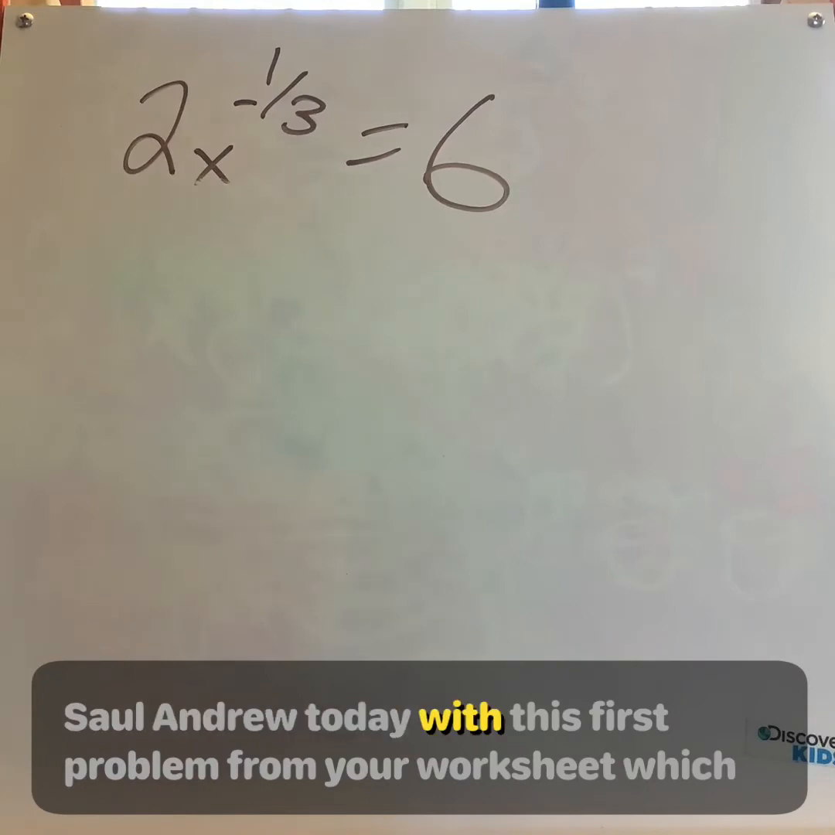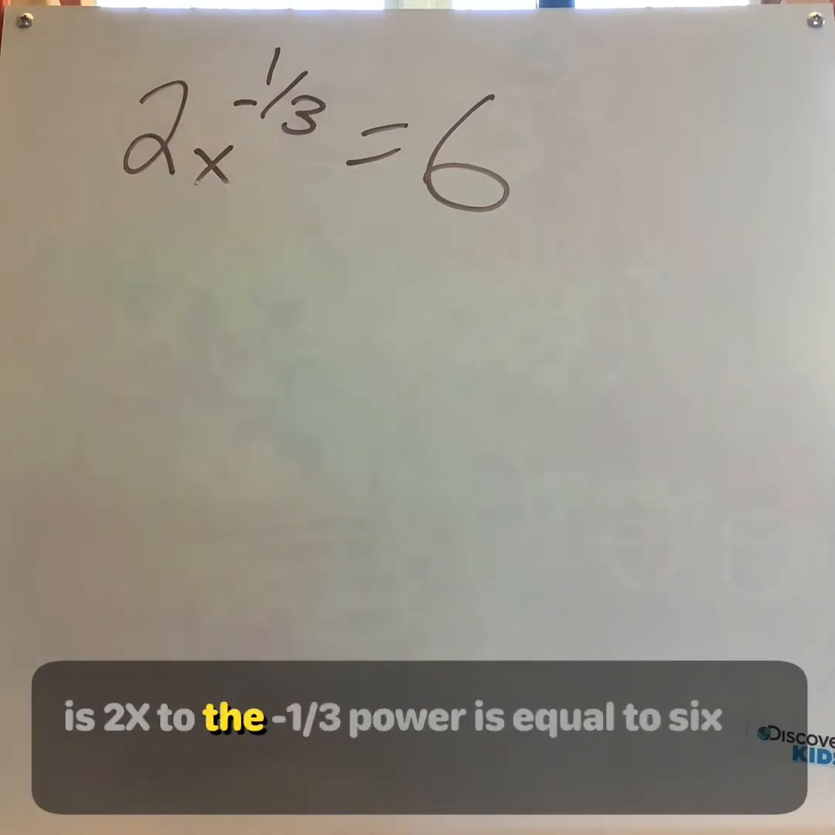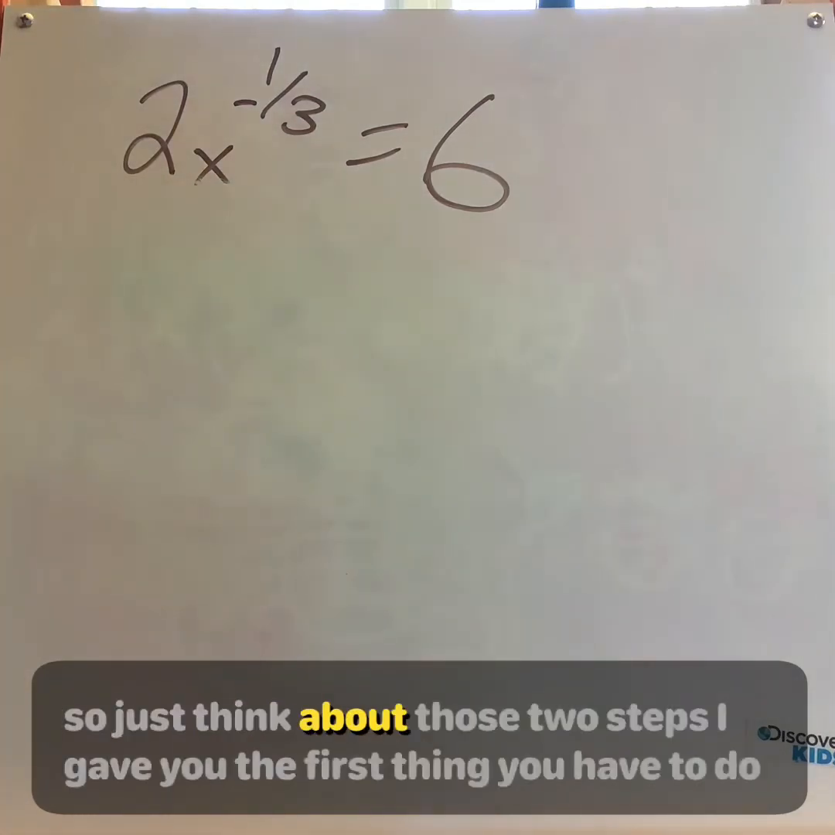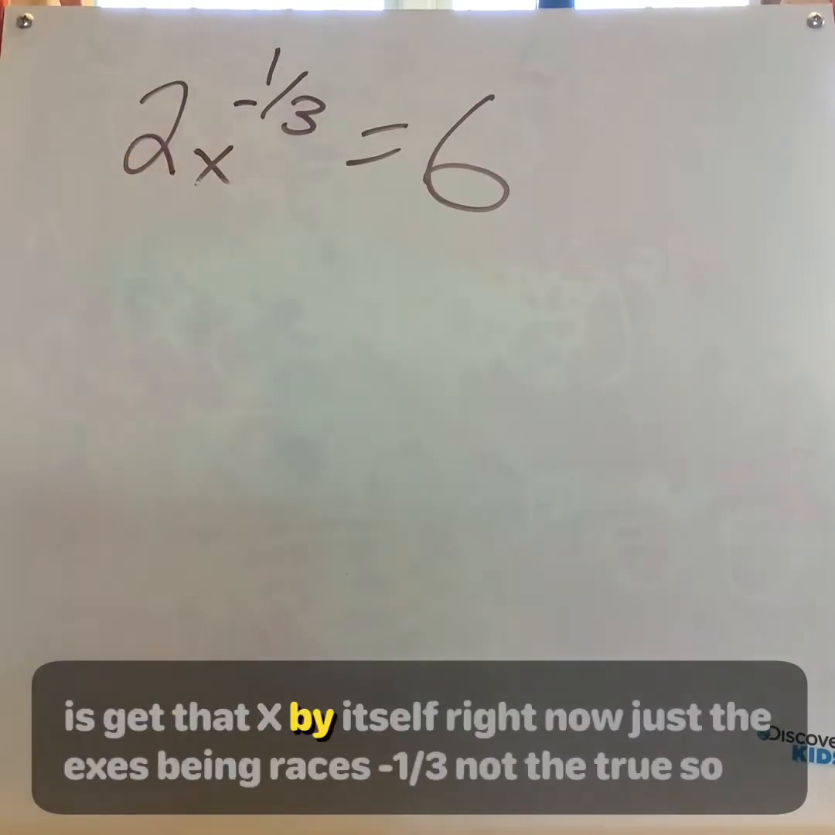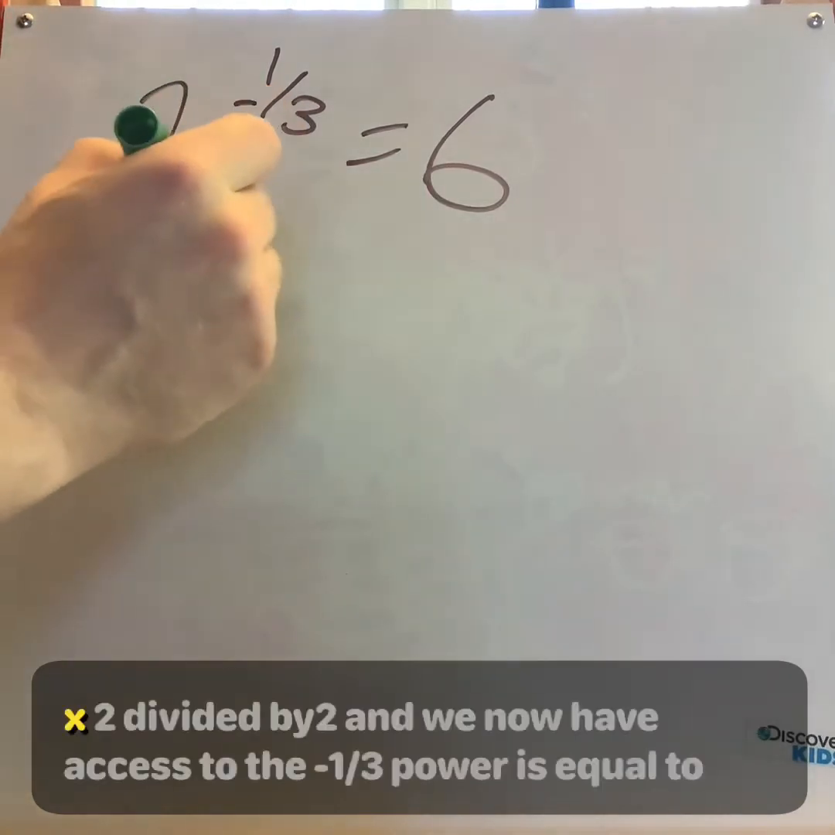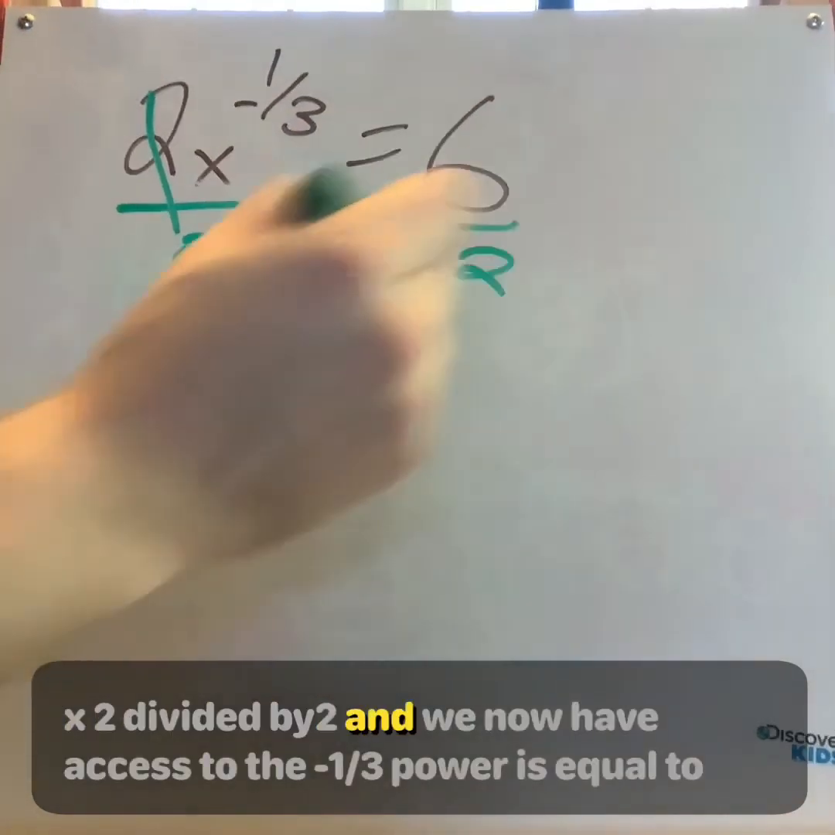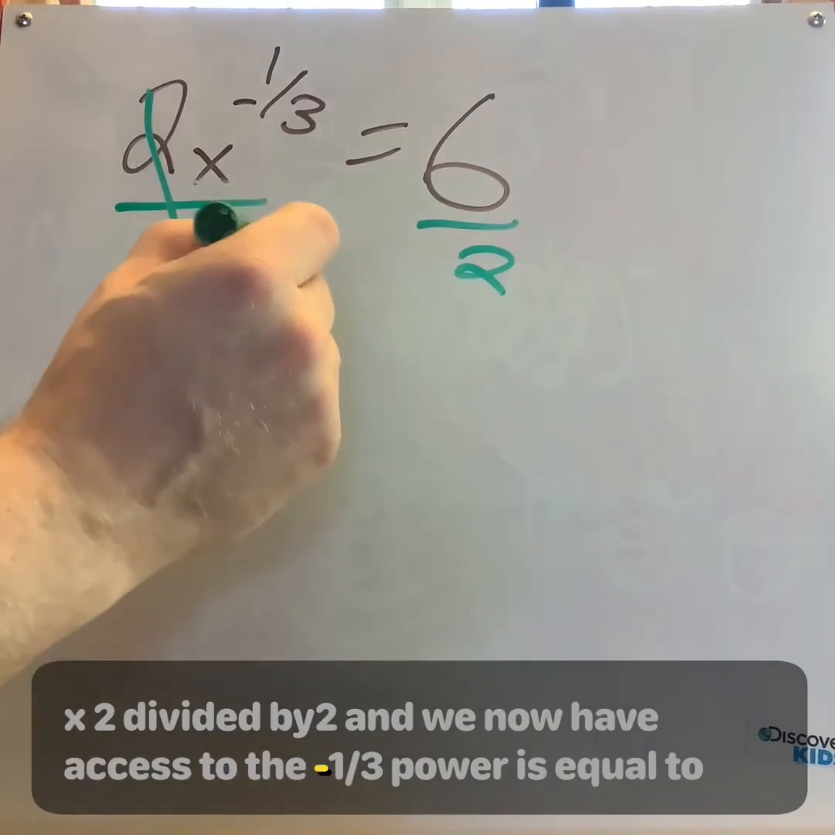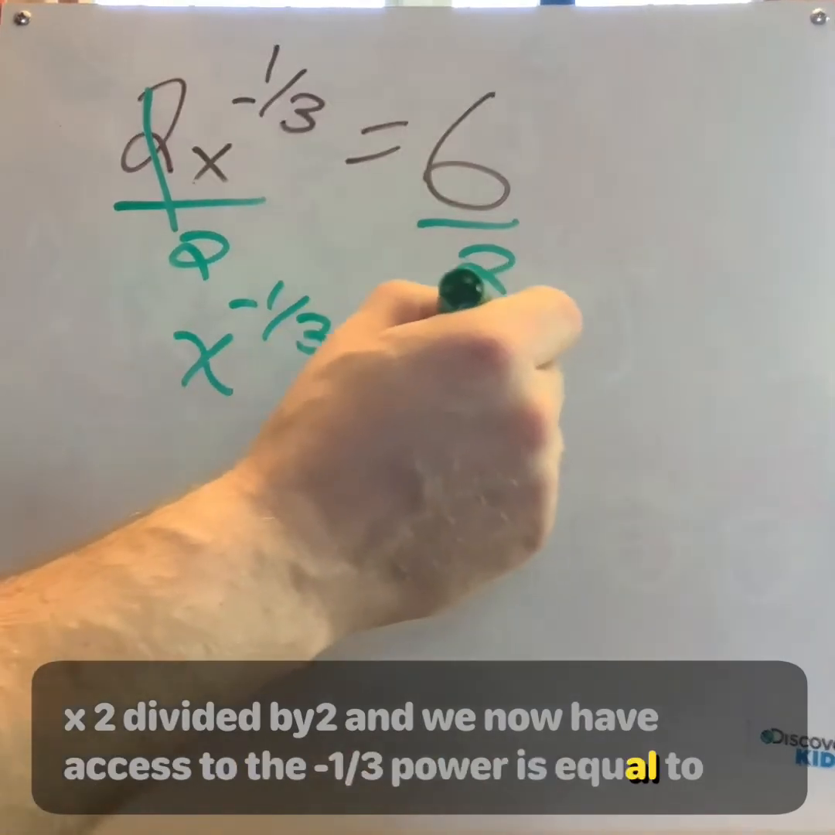So I'll end you today with this first problem from your worksheet, which is 2x to the negative 1/3 power is equal to 6. So just think about those 2 steps I gave you. The first thing you have to do is get that x by itself. Right now, just the x is being raised to the negative 1/3, not the 2. So we've got to get rid of that 2, okay? How do we get rid of that 2? Well, we divide by 2. Divide by 2, and we now have x to the negative 1/3 power is equal to 3.